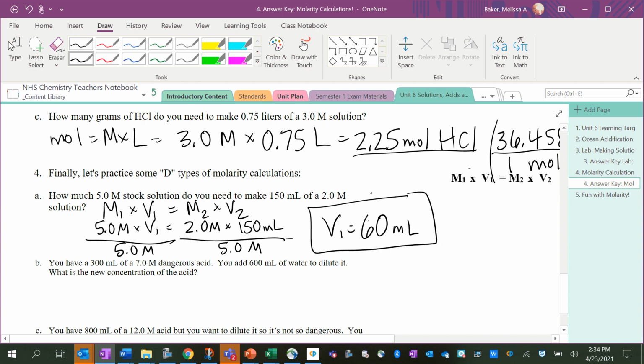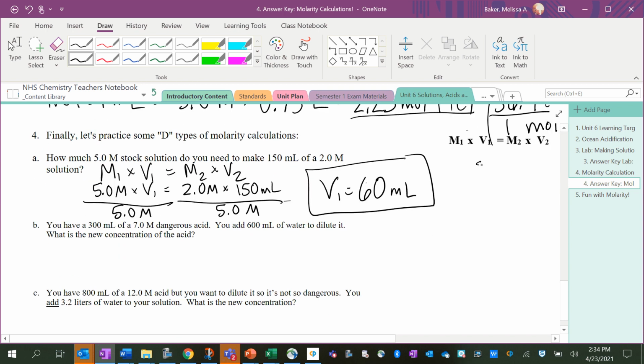So I would take 60 milliliters of my 5 molar solution and I would put that in my flask and then I would fill to the 150 ml line with water. Doesn't look like enough to be 60. There. This is my 60 milliliters of stock. And then after it's all mixed, when it's diluted with that water, it will only have a molarity now of 2 molar.